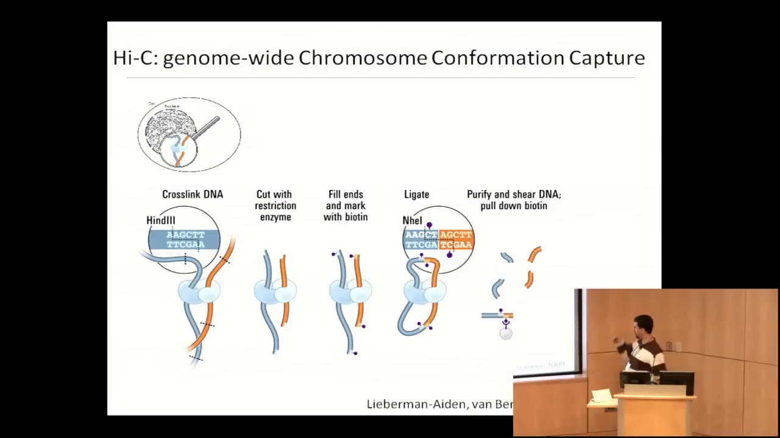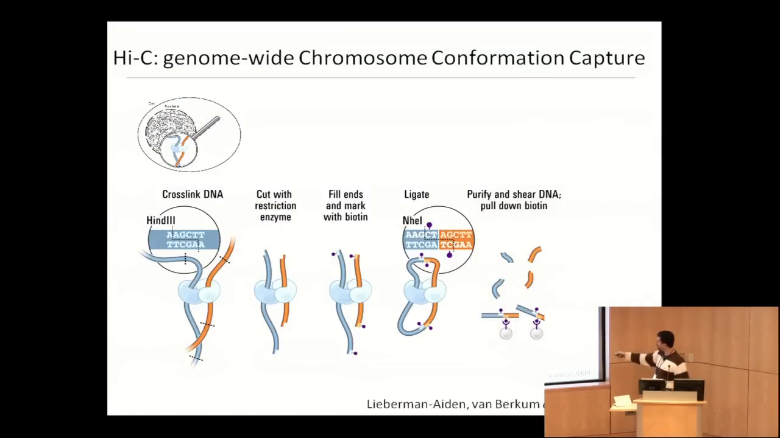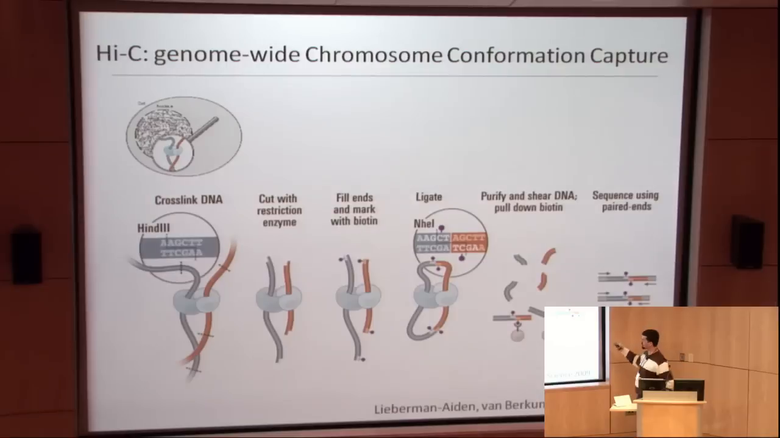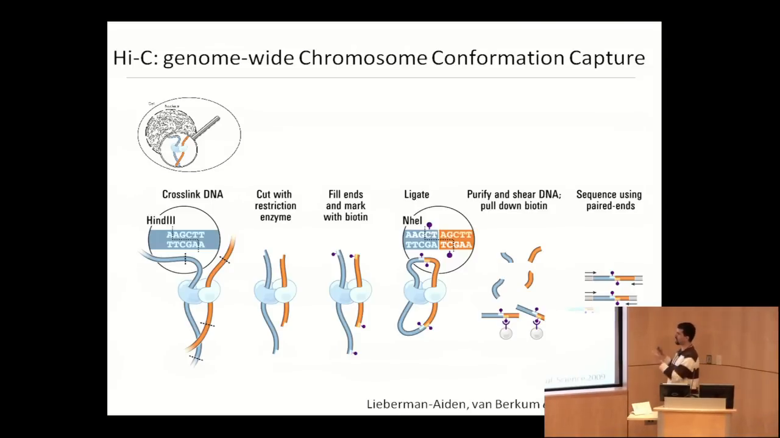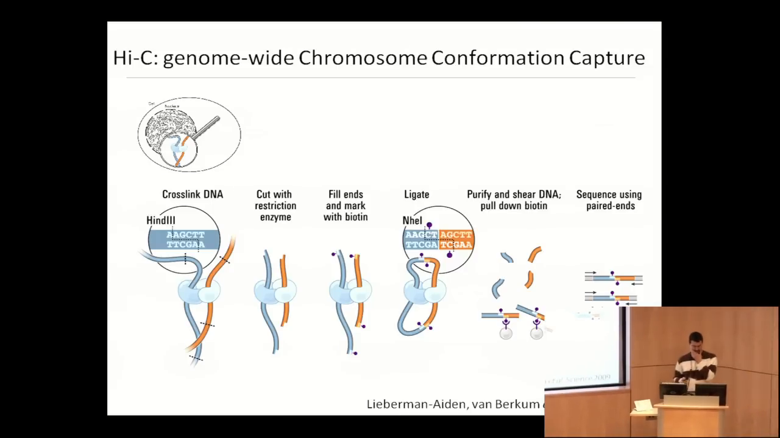So what you can do is rip this thing to shreds and pull down just the biotins. And now you've got a whole bunch of junctions. And of course, you can sequence these junctions. Now, what does a single sequence tell you? It tells you that I had 20 million cells, and somewhere in the 20 million cells, this red piece of DNA and this blue piece of DNA were in physical contact. Well, that's not a lot of information.